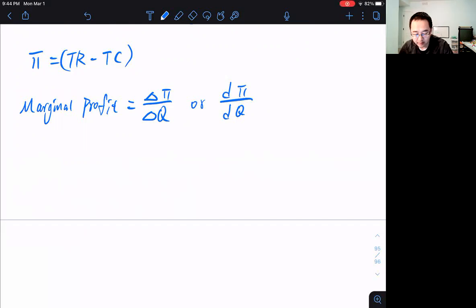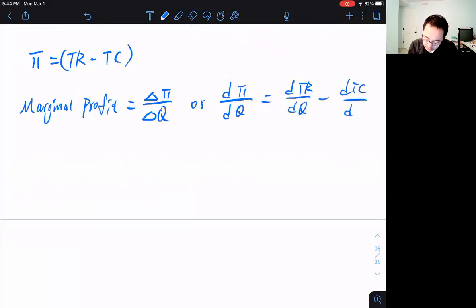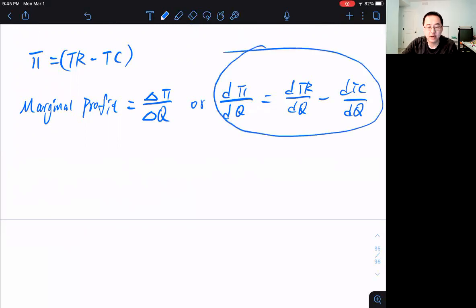Okay, and you know, this of course just equals d of total revenue function dq minus d of total cost function dq, right? So I don't think you need necessarily more examples. As long as you know this, then you can figure it out. Okay, so that's the second half of chapter 10.